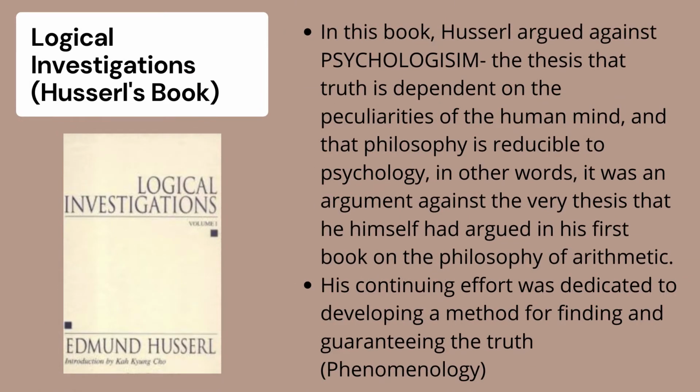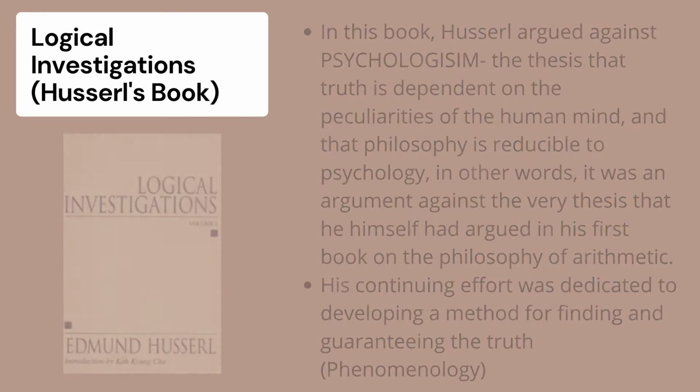In his book Logical Investigations, Husserl argued against psychologism, the thesis that truth is dependent on the peculiarities of the human mind, and that philosophy is reducible to psychology. In other words, it was an argument against the very thesis that he himself had argued in his first book on the philosophy of arithmetic. His continuing effort was dedicated to developing a method for finding and guaranteeing the truth, which leads to phenomenology.